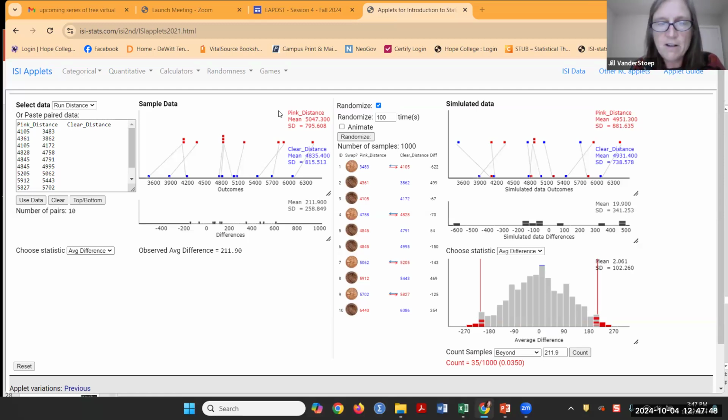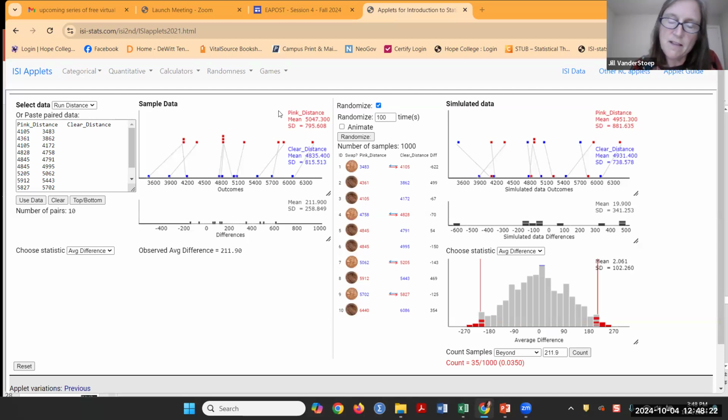So I have very strong evidence against the null because my p-value is less than 0.05, but not yet less than 0.01. That would be very strong evidence. And my standardized statistic is above 2, but not yet above 3. So again, strong evidence against the null, and in support of the alternative, that there is a difference in the average distance run when you're using a pink carbohydrate rinse compared to a clear carbohydrate rinse. And remember, we took our differences as pink minus clear.